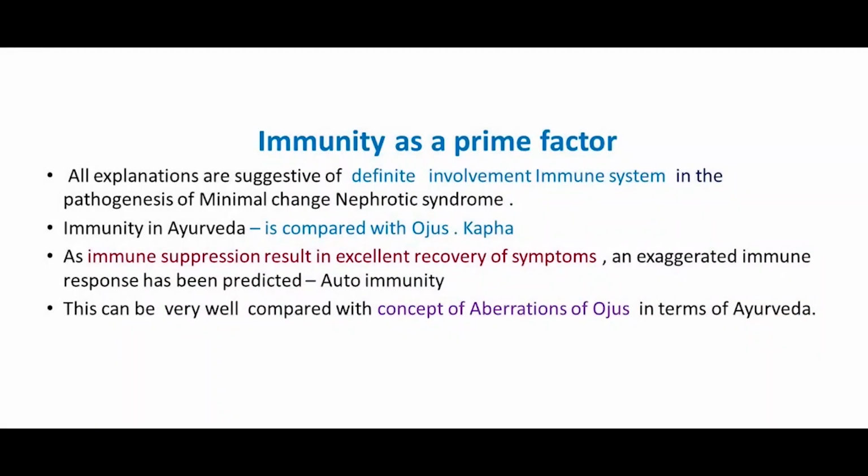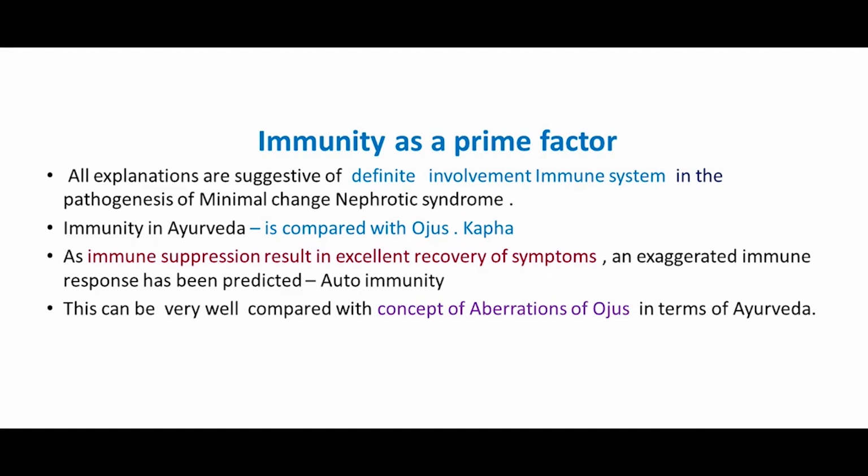Therefore, the exact cause of the disease is not yet identified, and it is called idiopathic or minimal change nephrotic syndrome, and there is a definite involvement of body immunity, because an exaggerated immune reaction is causing the problem. When you go for immunosuppression, the symptoms are relieved. So this suggests there is something to do with the body's immunity. Next. This is what I already described, that immunity is a prime factor. All the explanations are suggestive of definite involvement of the immune system in the pathogenesis of minimal change nephrotic syndrome.